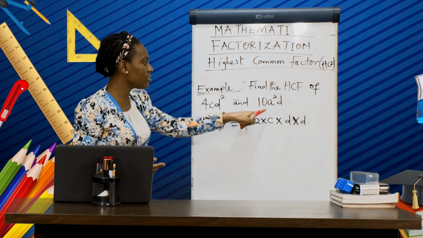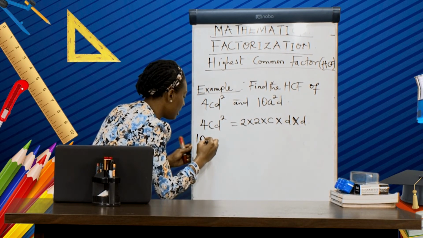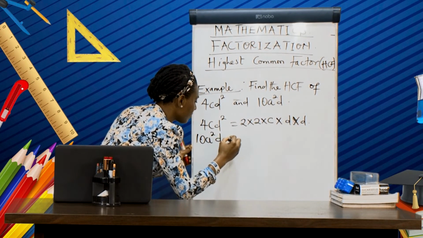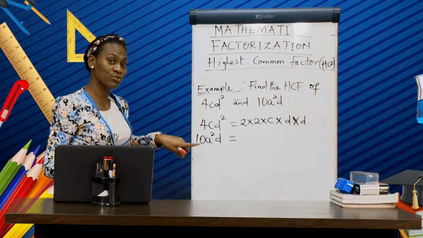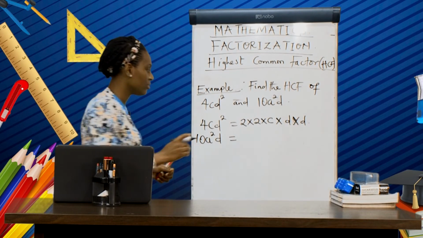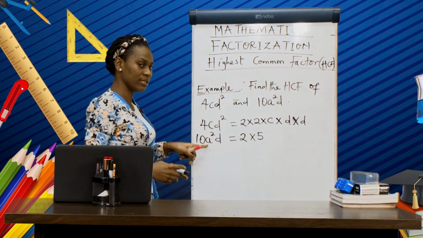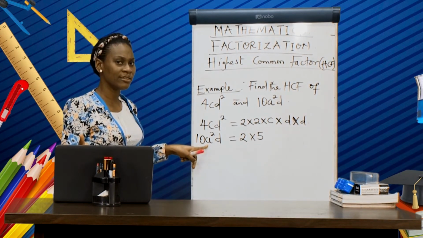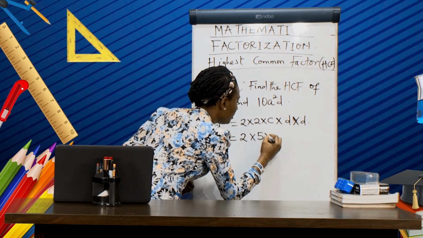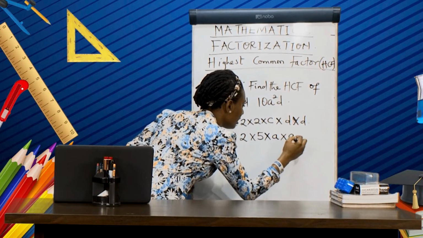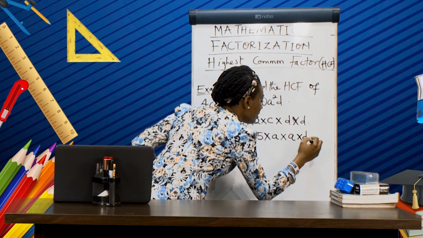The next thing to do is you pick the other term and break this down also. 10A squared D. 10. You break down 10 first. 10 can be broken down to 2 times 5. So we have 2 times 5. Then we have A squared. So what do you think A squared will be? Good. I believe you said A times A. So we break that down also. Times A times A. Then the final letter we have here is what? D. So we have times D.